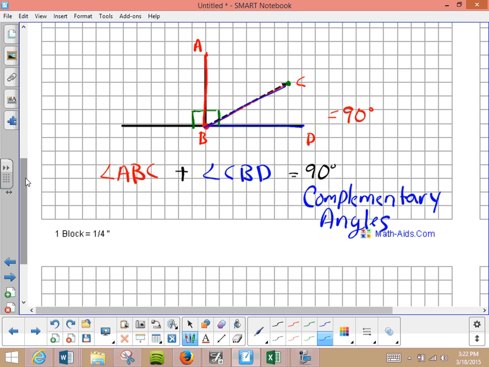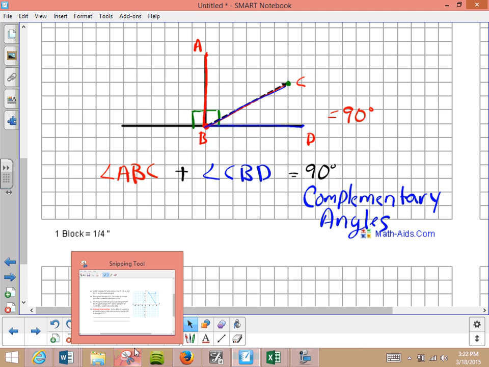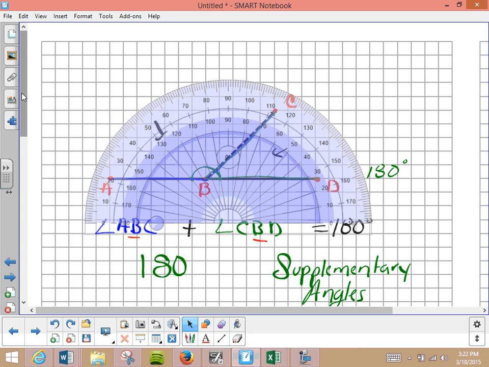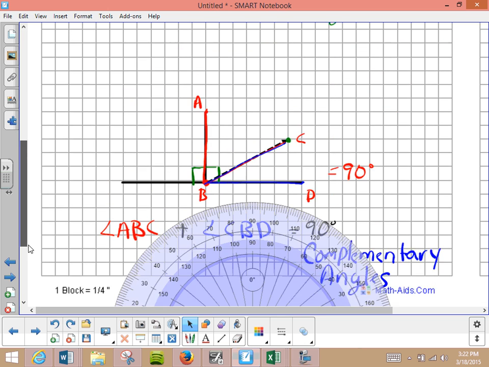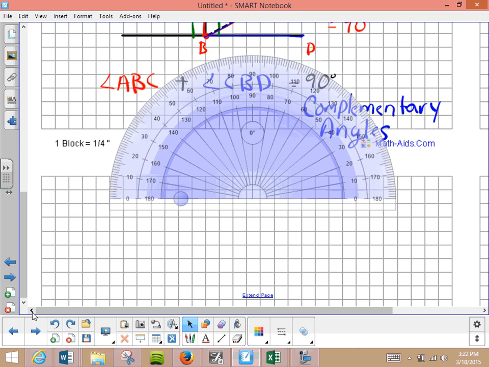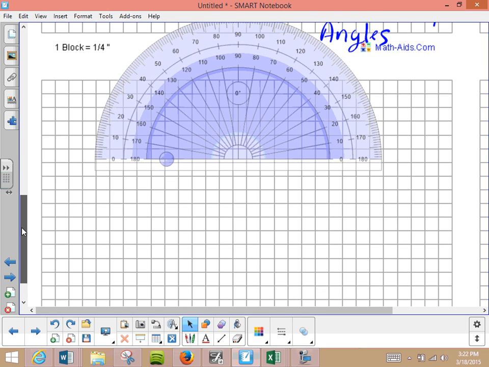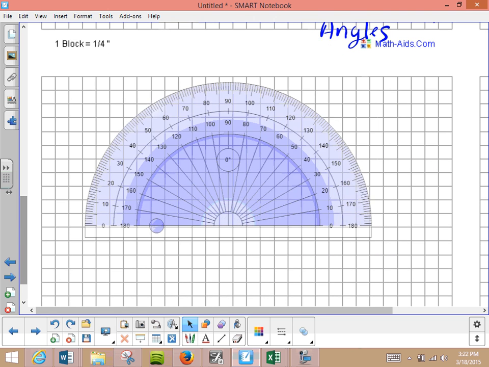Moving on. Now what we're going to do, we're going to use our protractor to create some of these. What's a protractor? It looks like a semicircle, yes. I don't have one, I'm sorry. And DHD won't buy me any.